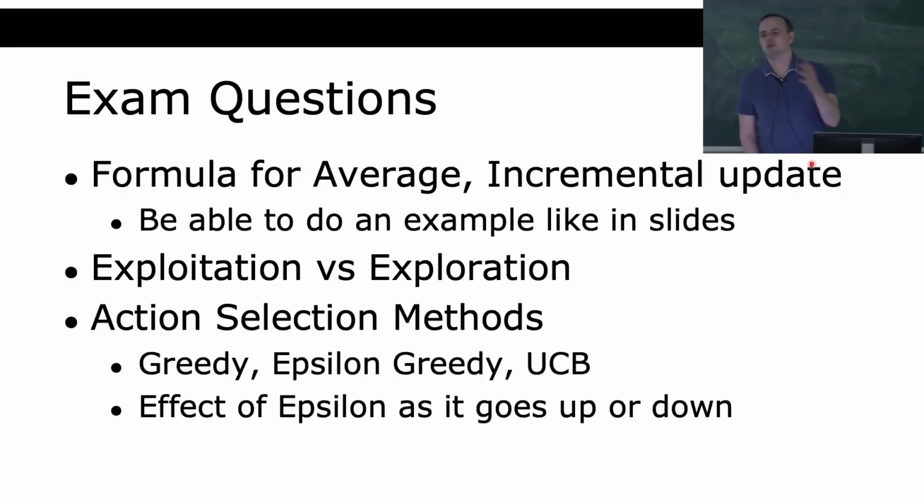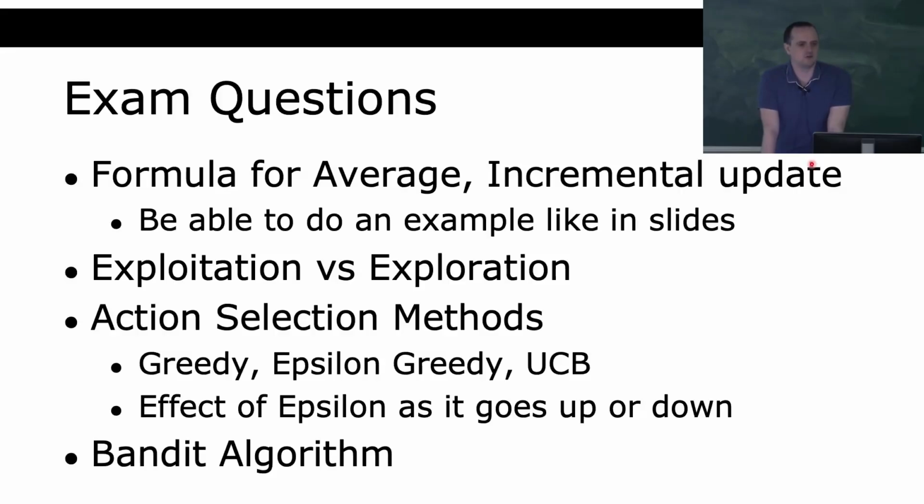If I ever do have a question about UCB, I will put the formula there. So I'm not going to get you to memorize that formula, but know what the terms mean. I might say something like, if I increase this value, what does that mean in terms of exploitation versus exploration? What is the effect of epsilon? If I gave you 3 graphs, which one is probably epsilon equal to this versus epsilon equal to that? And just the Bandit algorithm in general, the pseudocode for that, and being able to write that down on the exam.